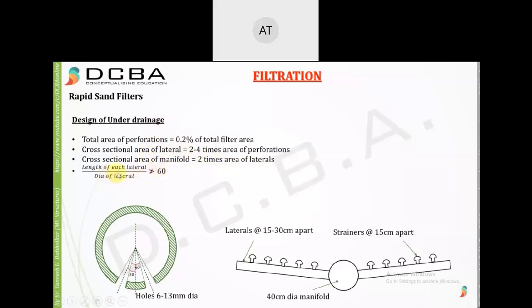There is one more check that has to be done: the length of each lateral divided by the diameter of the lateral should not exceed 60. This condition has to be satisfied. One more condition which has to be satisfied is that the maximum velocity in the manifold for wash water is limited to 1.8 to 2.4 meters per second.